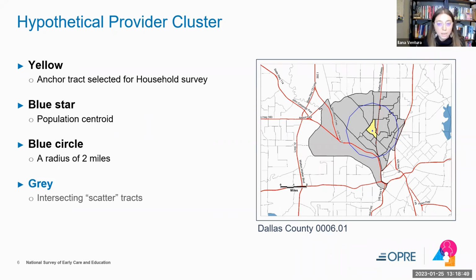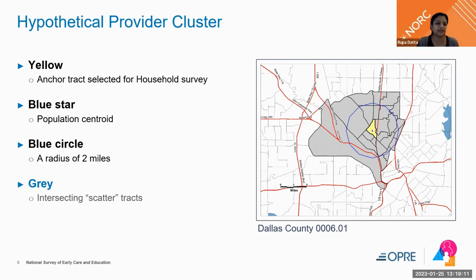We only sample from households in the yellow tract for the NSECE household surveys. They are not pulled from the gray areas. Perhaps you can say a little bit more about what you're interested in in terms of sampling.